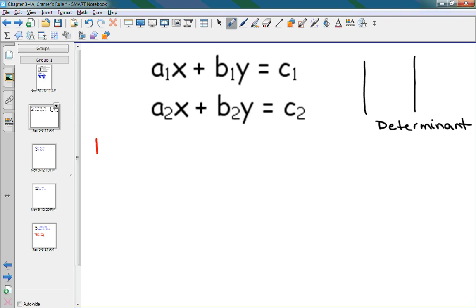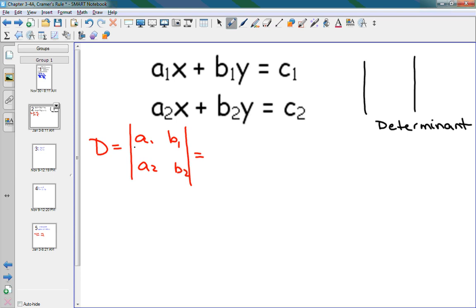Now, if I want to find D, I'm going to put two bars, just like this. I want the coefficients of the x's and the coefficients of the y's. So what's the coefficient of my x's? What are they up here? A1 and A2. What's the coefficient of my y's? B1 and B2. Now, are we all listening to this? This is very, very important. When you calculate a determinant, all you're doing is cross multiplication, and you're taking the difference between the two.